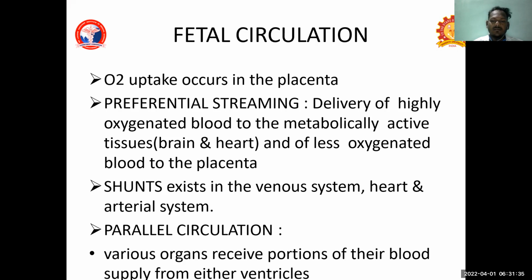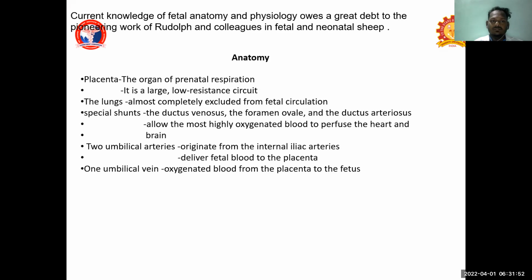Shunt exists in the venous system, heart, and arterial system. Parallel circulation occurs in various organs receiving portions of their blood supply from either ventricle. Current knowledge of fetal anatomy and physiology owes a great deal to the pioneering work of Gross and colleagues in fetal and neonatal sheep. They analyzed the fetal circulation from a sheep.